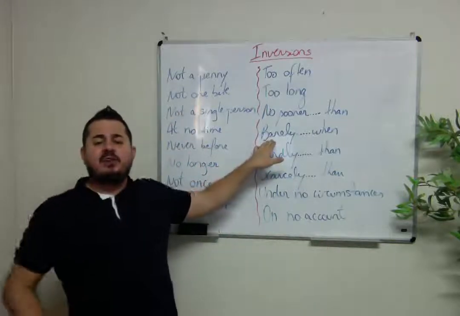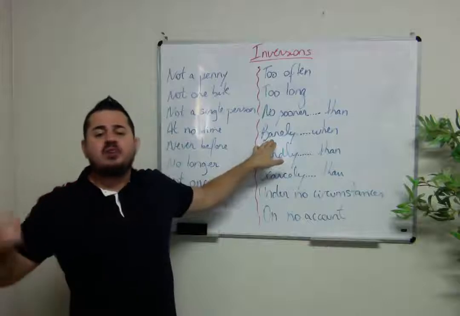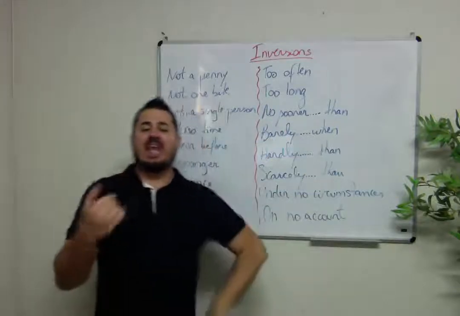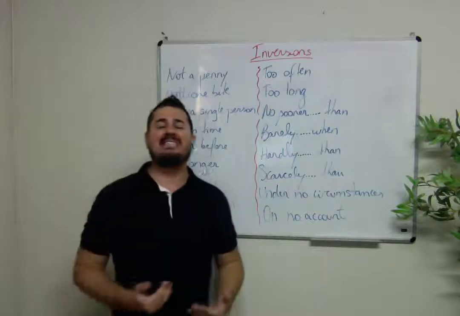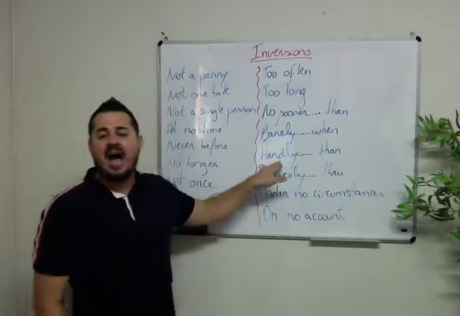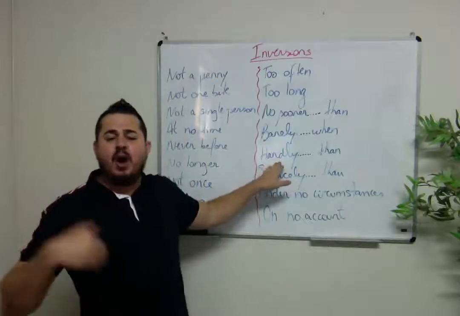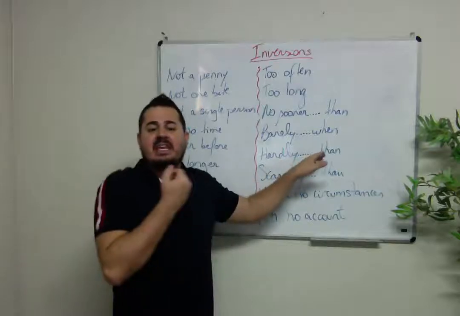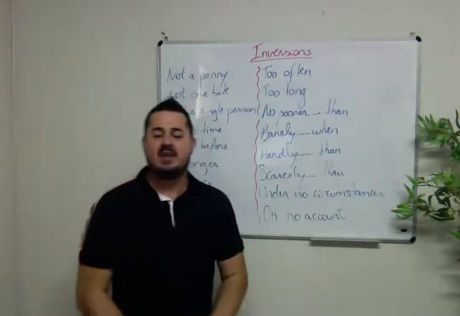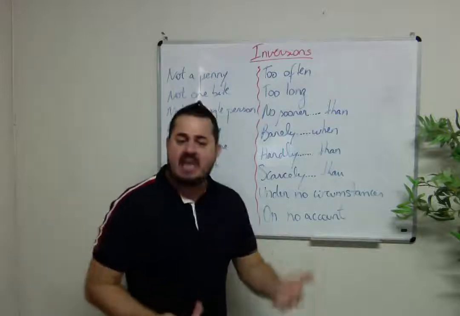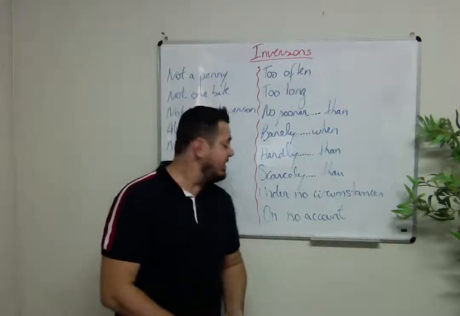Barely had it got over the flu when we were struck down with a stomach bug. So again, a sequence of diseases happened, alright? Hardly had the policy been announced, then the government came up with a new and better idea. Another time we're using a sequence of events, alright?